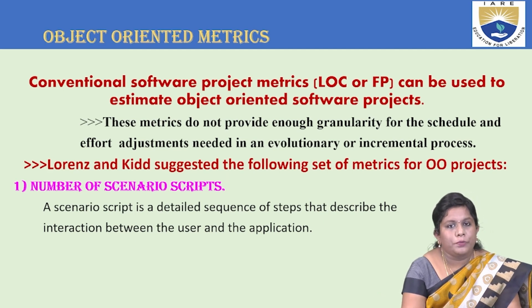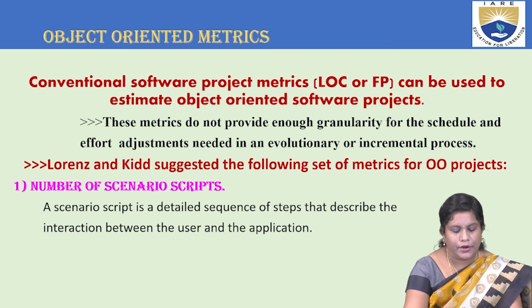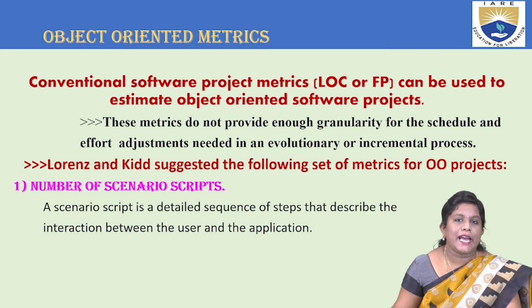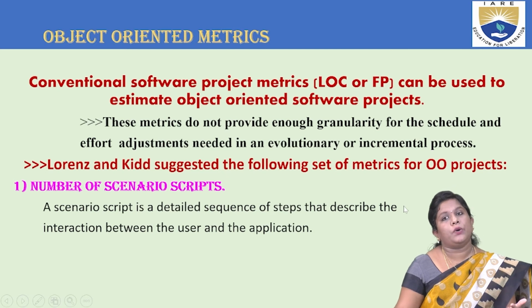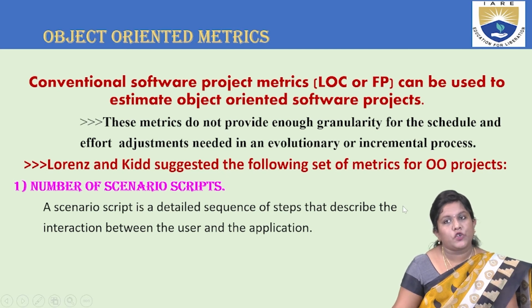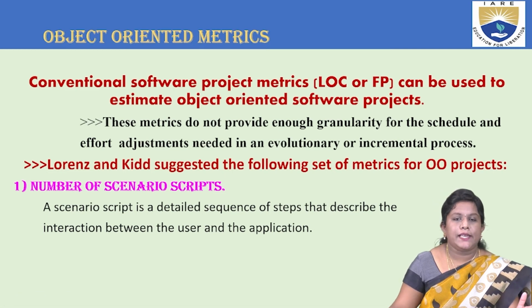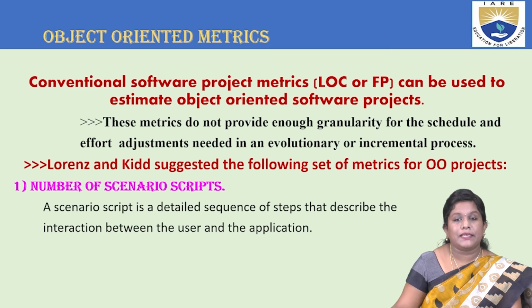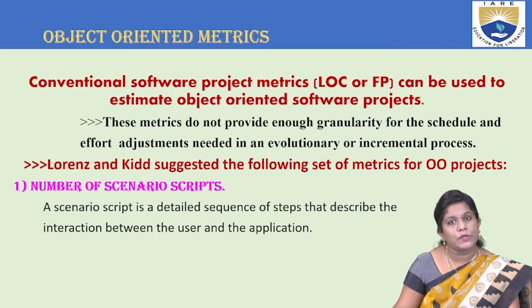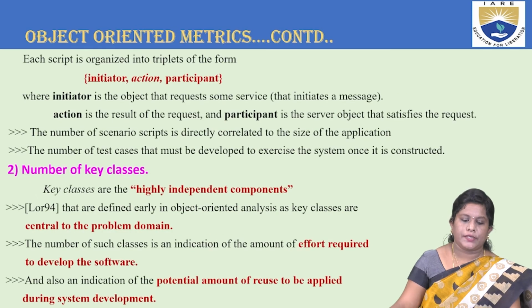Out of that, the first key factor of object-oriented metrics is the number of scenario scripts, right? When you talk about the scenario script, it tells us about the detailed sequence of steps involved to show the interaction between the user and the application. That's the first step involved under the scenario script, which in turn is under the object-oriented metrics, right?